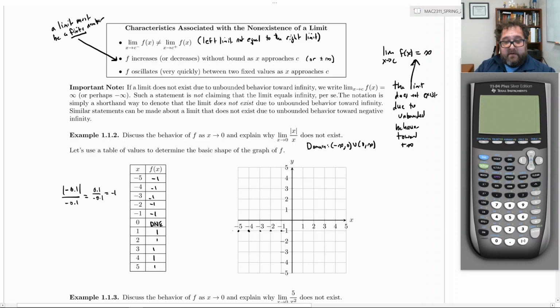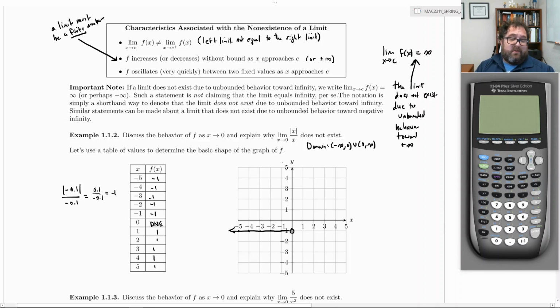So in fact, what we have here is a horizontal line at -1 that gets super, super close to the vertical axis, but it never touches that vertical axis, so we put a hole there. It's really, really close, but never touches.